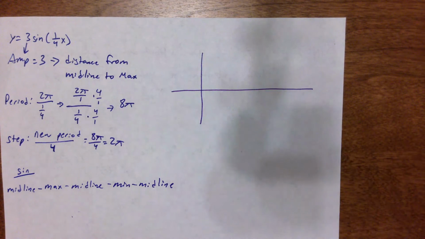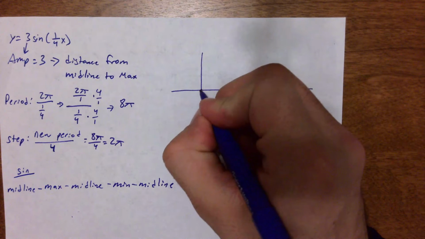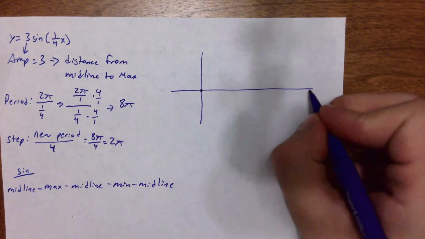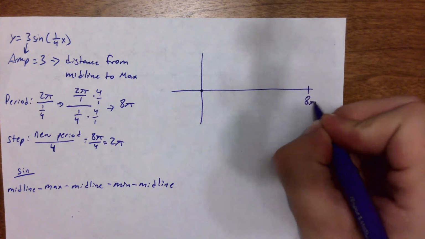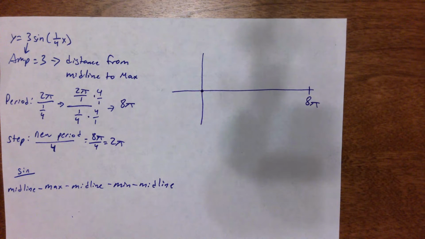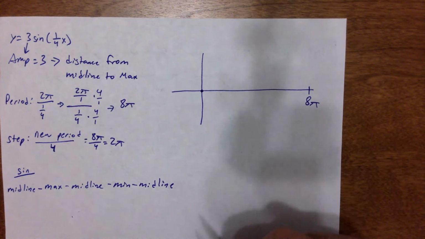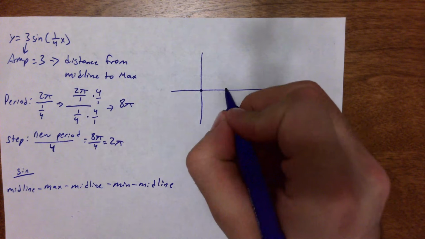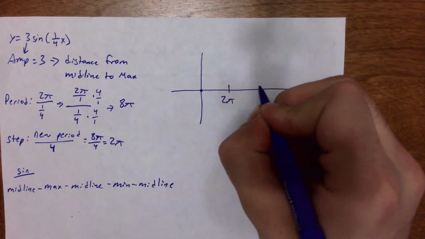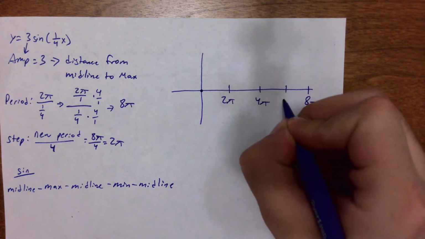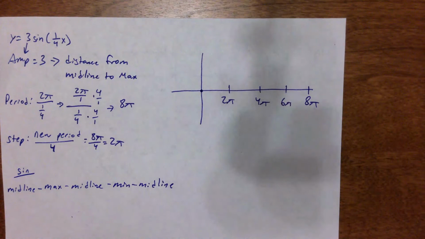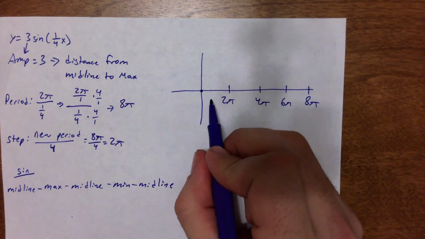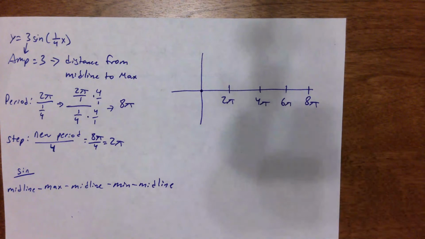So there's my graph. For my period, I'm gonna go from 0 up to 8 pi, and then, like I said, I'm gonna split this up into 4 spaces. So I got 2 pi, 4 pi, and 6 pi. Okay, so again, this is my step: 2 pi, 2 pi, 2 pi, and 2 pi.